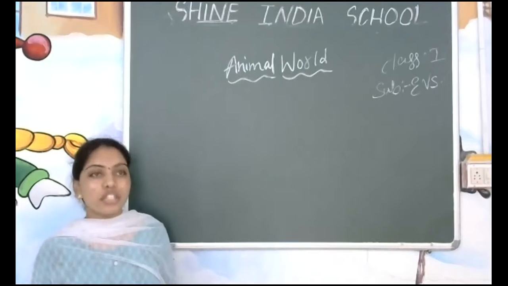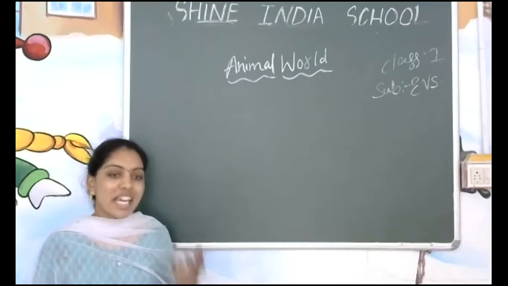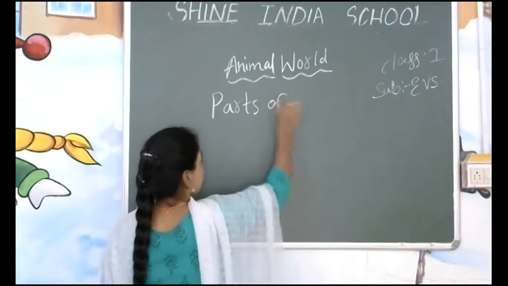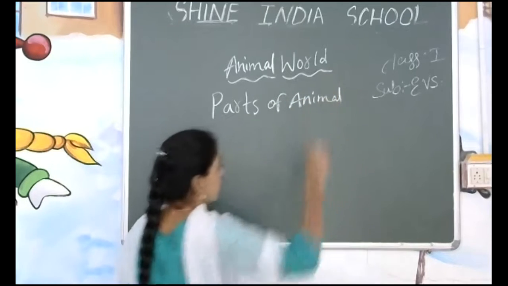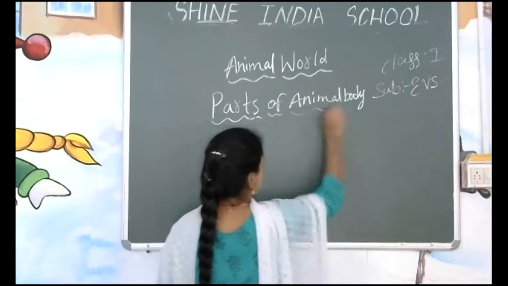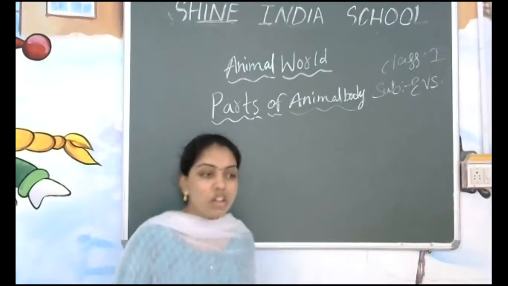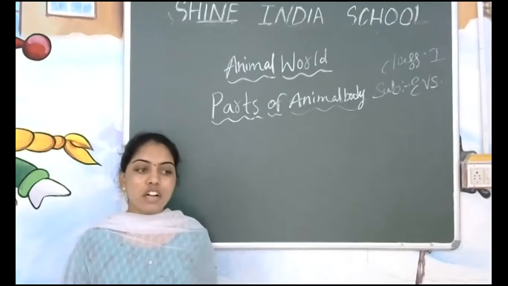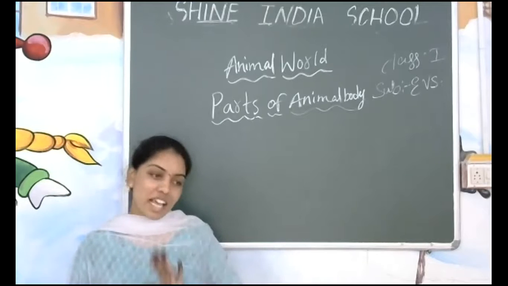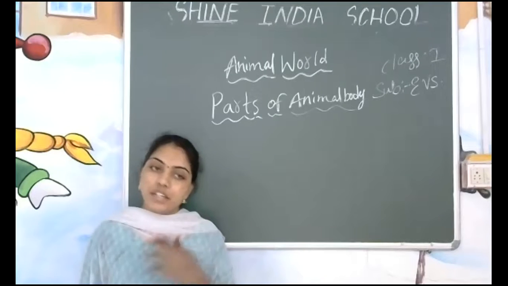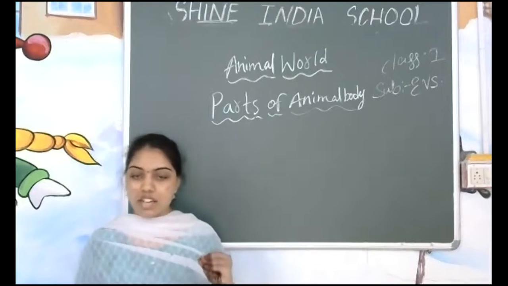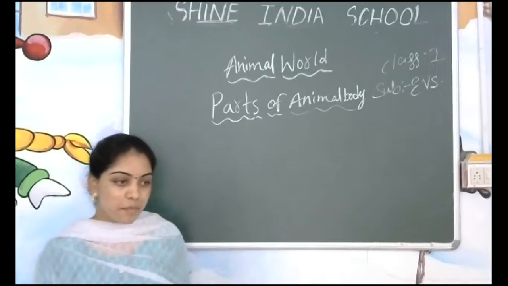Today in that block we are going to learn parts of animal body. What are we going to learn? Parts of animal body. Let us know what parts there are in an animal body. First of all, I have some doubts, so I will unmute you one by one and ask. Because animals and human beings have the same types of body parts, I want to ask you some questions. Then afterwards, we will start. Okay, fine.